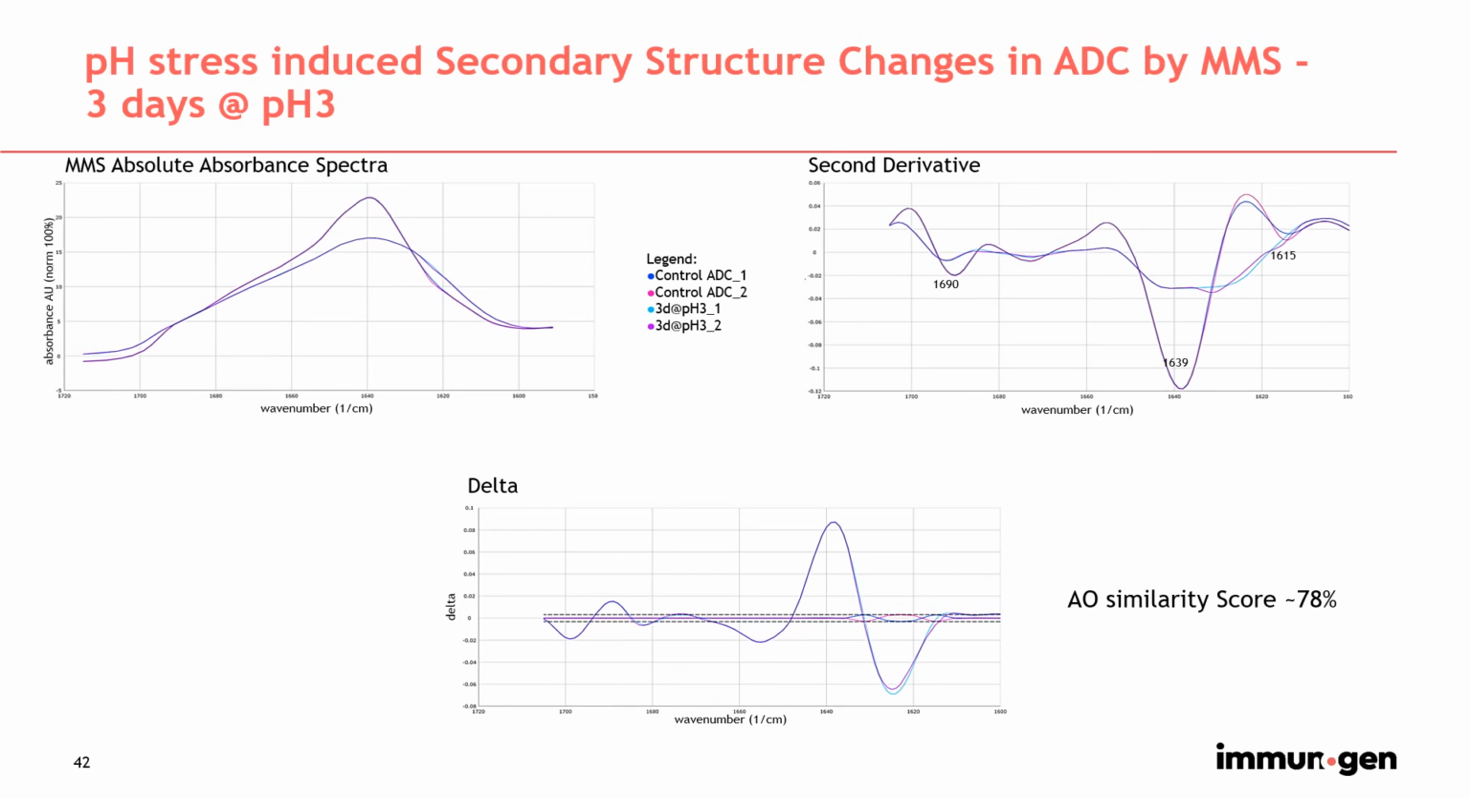After looking at thermal stress, next we looked at the effects of pH stress on the secondary structure of ADCs. In this case, the ADC was stressed at a low pH of 3 for 3 days. As we can see from the absolute absorbance spectra obtained using MMS, the secondary structure dramatically changes between the control and the stressed ADC. This can also be observed from the second derivative, wherein the characteristic bands associated with the parallel beta sheets are decreasing in intensity with an increasing signal for the antiparallel beta sheets. Also, the delta analysis tells us that the area of overlap similarity score between the control and the pH stressed is only 78%.